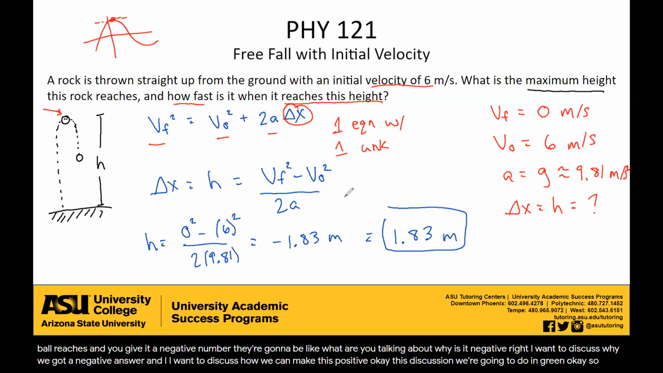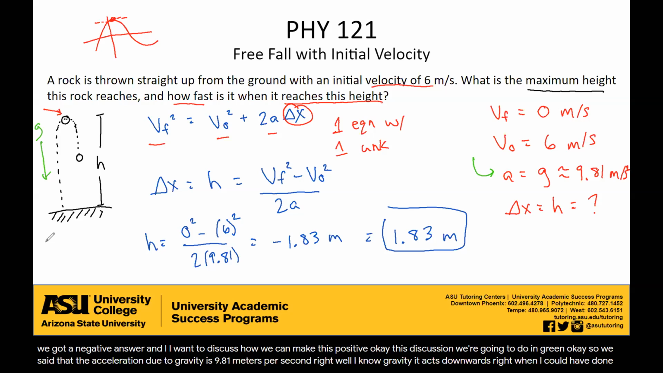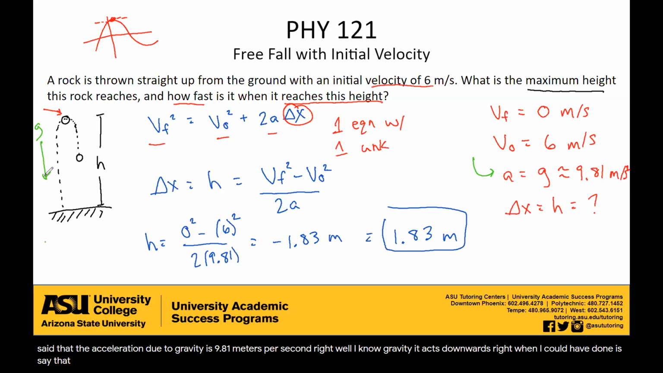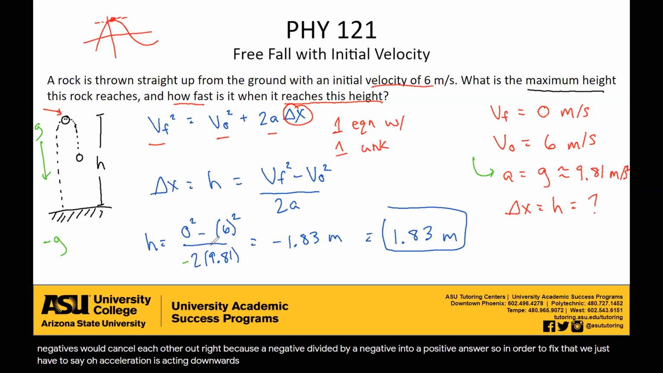So we said that the acceleration due to gravity is 9.81 meters per second squared, right? Well, I know gravity, it acts downwards, right? What I could have done is say that this is equal to negative g, right? Because it's acting downwards. See how if I then introduced another negative down here, the negatives would cancel each other out, right? Because a negative divided by a negative gets you a positive answer. So in order to fix that, we just have to say, oh, acceleration is acting downwards, it's negative.